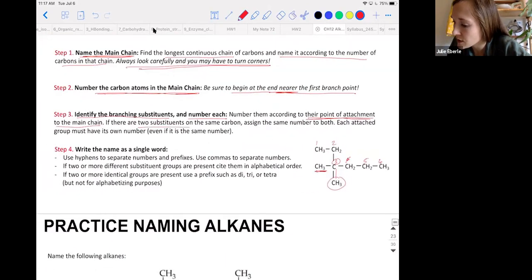If there are 2 substituents on the same carbon, and that's what we have on this molecule, assign the same number to both. So we're going to say that's a methyl group that's branched at carbon 3, and that's a methyl group branched at carbon 3. Each attached group has to have its own number, even if it's the same number. Now we're going to write out the name of this.